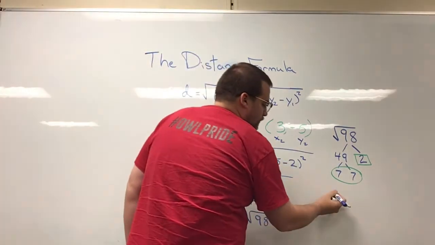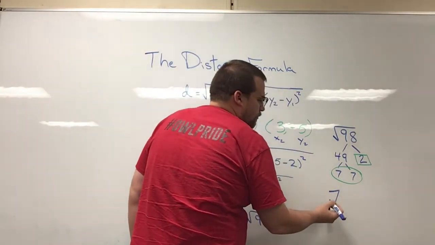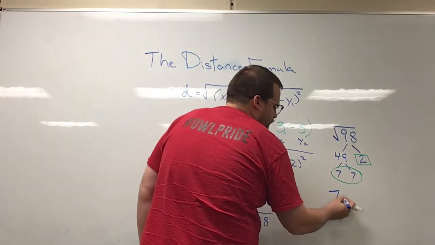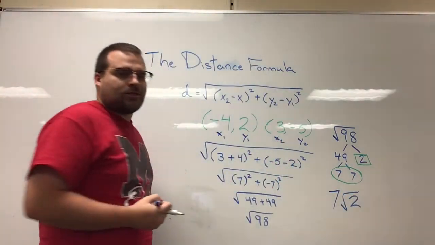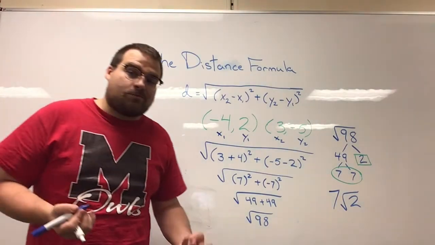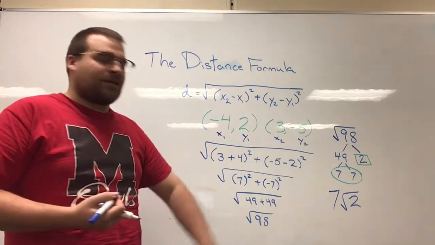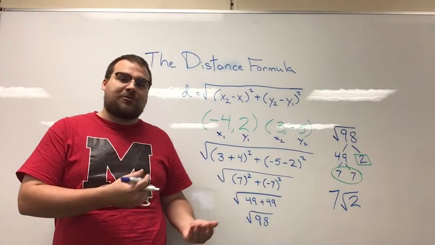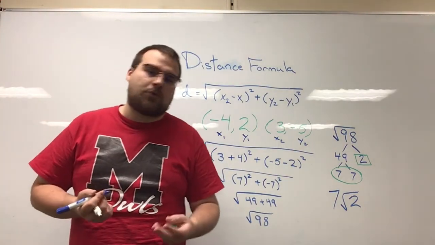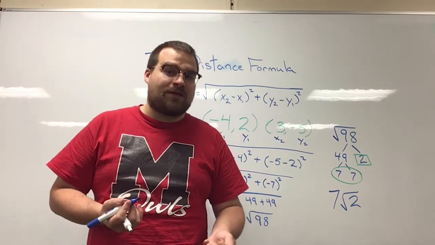One of my numbers from the pair gets to come out of the square root, and any numbers on their own stay inside, just like that. So I am actually going to prefer that answer to be written as 7 times the square root of 2 as opposed to the square root of 98. However, they do both represent the exact same thing.